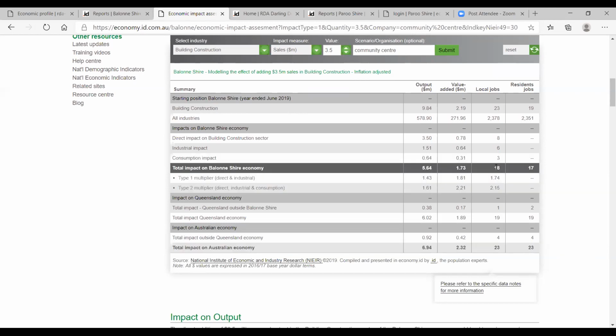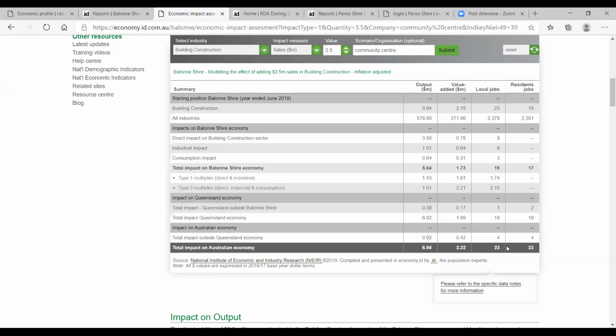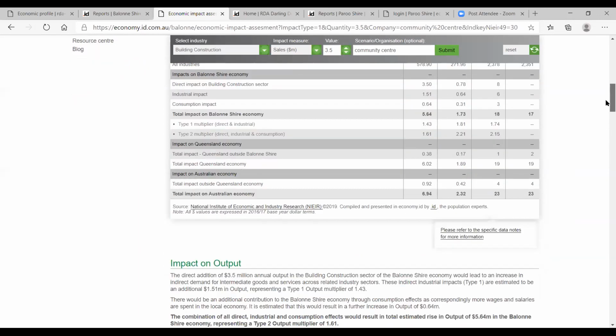Then we've got our jobs down the side. We've got our local jobs are 18, of which 17 will be taken up by residents. Okay, because there will be some jobs in your shire that are taken up by people from outside of this local government area, and that's determined by your journey to work numbers. Okay, so, and down here we've got total impact on the Australian economy in terms of jobs as well.